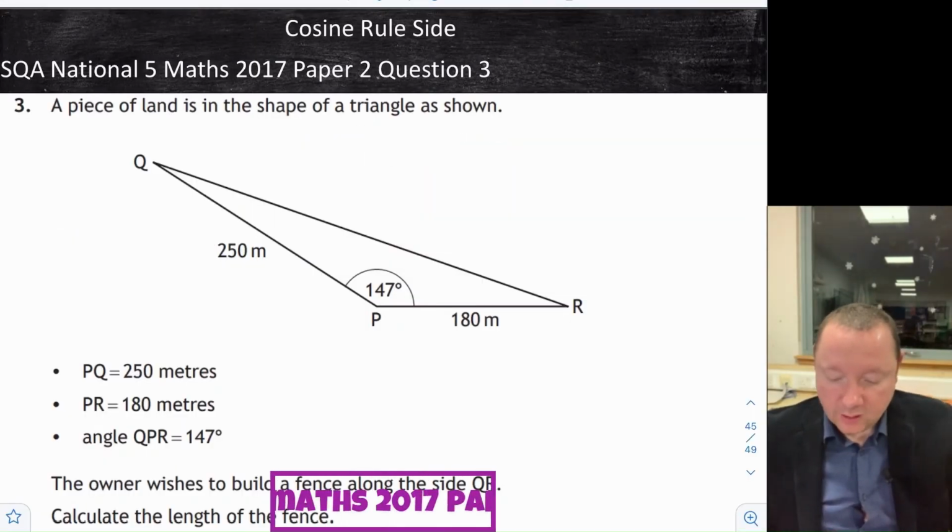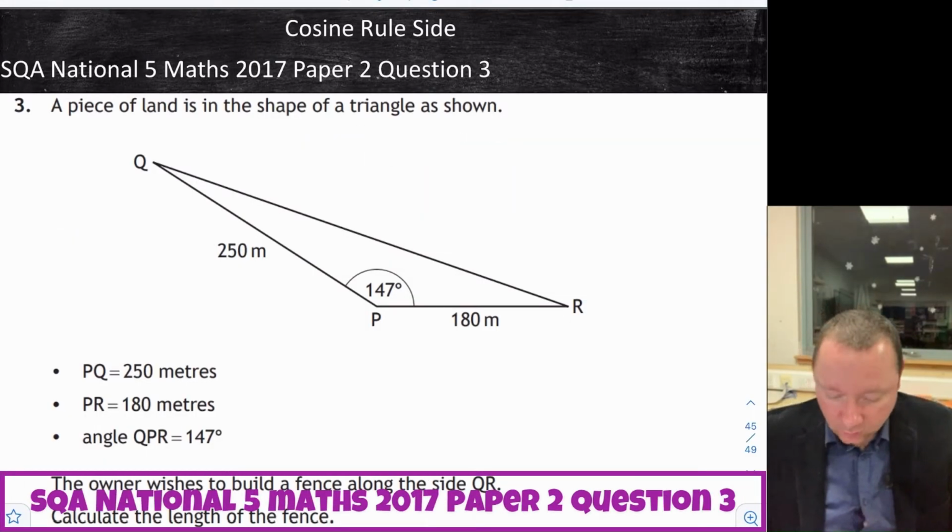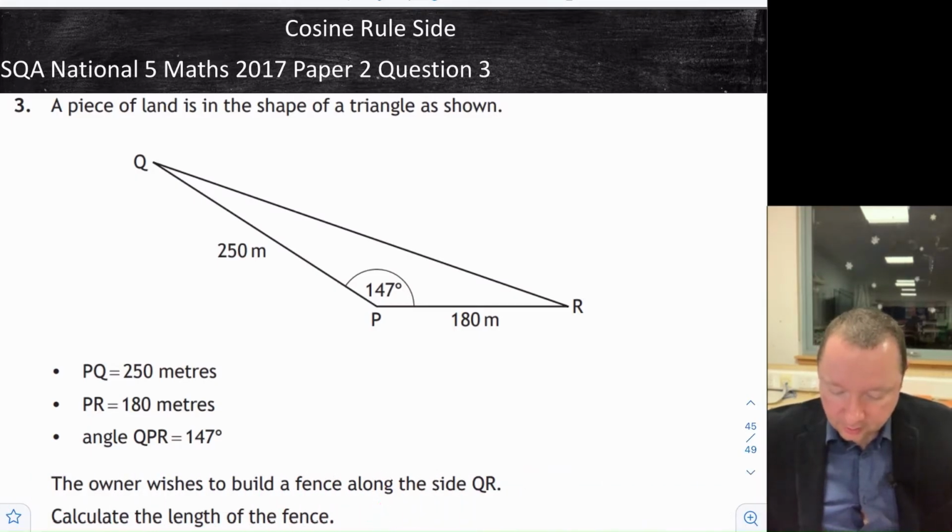SQA National 5 Maths 2017 Paper 2 Question 3 had this question. It says PQ is 250, PR is 180, and this is the angle. It's building a fence around this. We wish to build a fence alongside QR. What is the length of the fence? So we need to work out the length of QR.